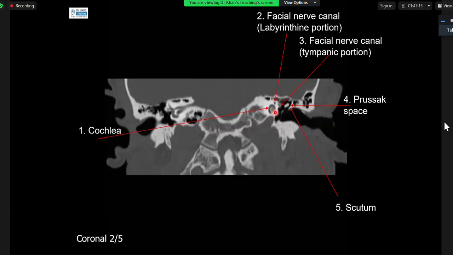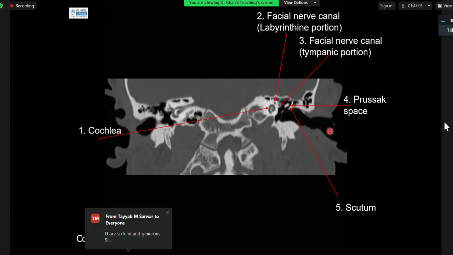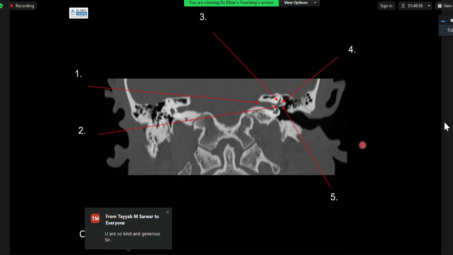So once again, this is the cochlea. These are the same eyes, owl eyes. This is the labyrinthine portion. This is the tympanic portion. Same, the black space is the prussak space, and this is the scutum. I think this is the last one.